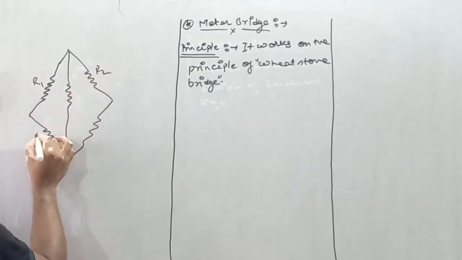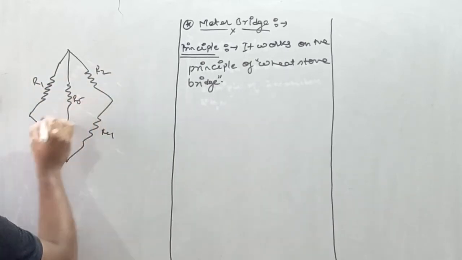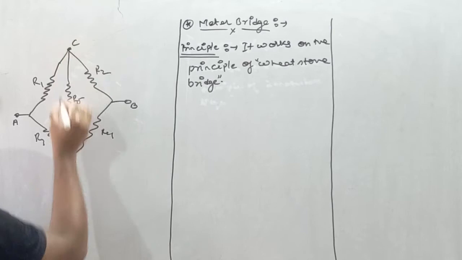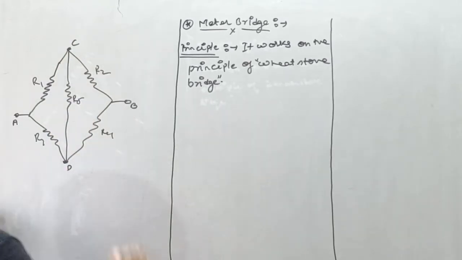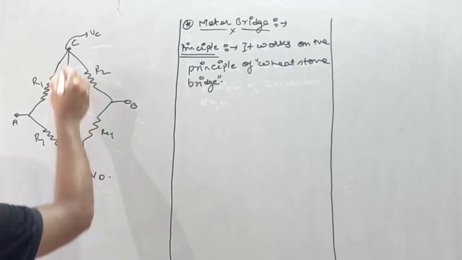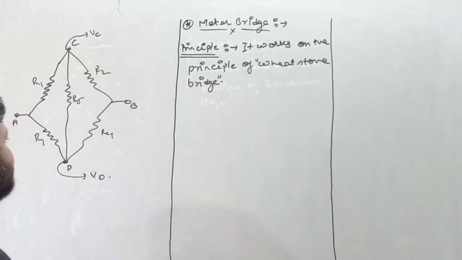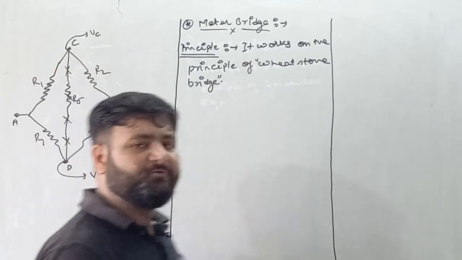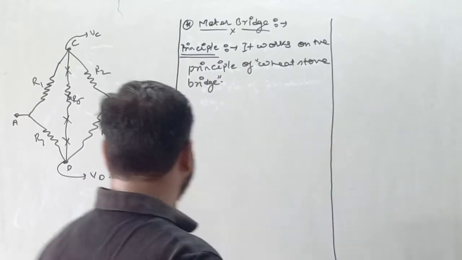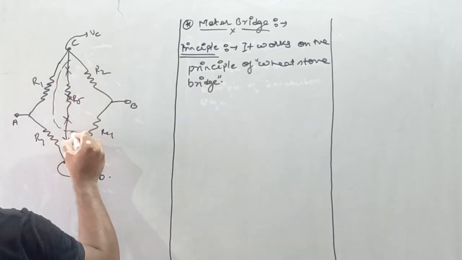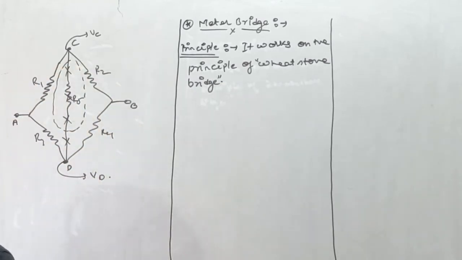This is R1, R2, R3, R4 and R5. Let's suppose this point is B, this point is A, this point is C and this point is D. If the potential of point C is Vc and the potential of point D is Vd, then we know that the balance condition of the Wheatstone bridge is that no current flows across the bridge resistor. Why? Because the potential across the bridge resistor is the same. So there is no use of this resistor, remove this resistor.